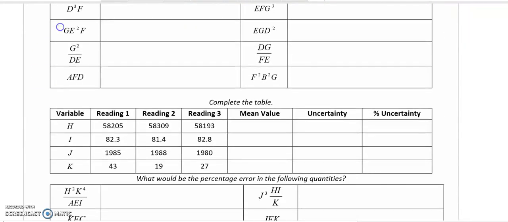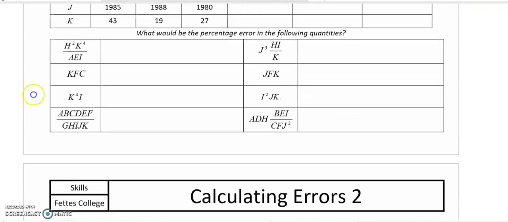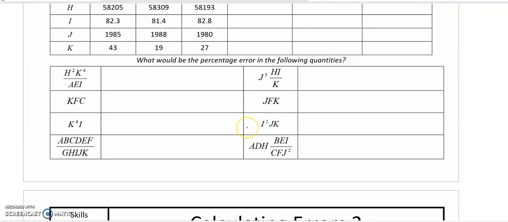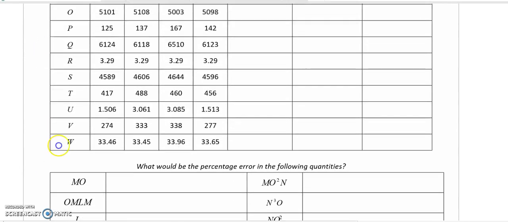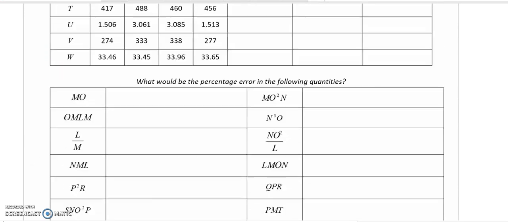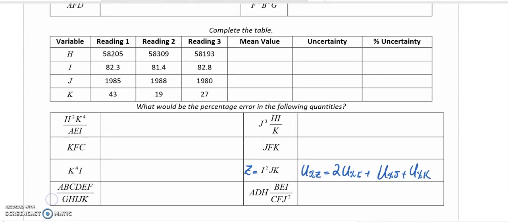Let's try a much more complicated one. Here we go. Let's try this one. I'm going to call this Z. The percentage uncertainty on Z is, well, I've got 2 lots of this and that and that. So 2 lots of the percentage uncertainty on I plus the percentage uncertainty on J plus the percentage uncertainty on K. And that's it. You could do much more complicated versions of this, but usually physics equations have just things multiplied together. So this will do for now.